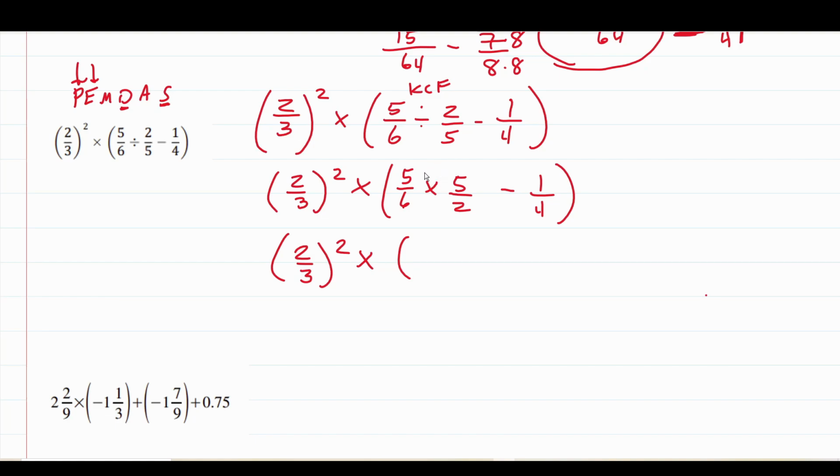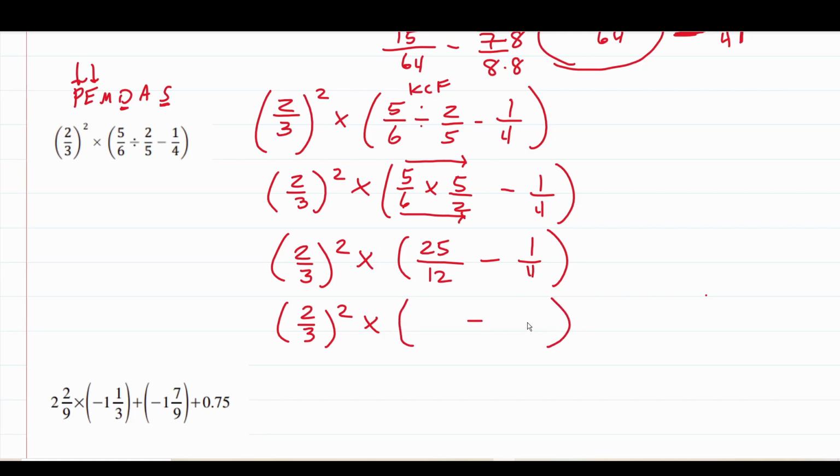Again, we're just multiplying fractions here, so we're going to multiply straight across. And I'm not going to work this one out because we should be able to do this mentally by this point in the video. This is 5 times 5, which is 25, 6 times 2, which is 12. So this is 25/12 minus 1/4. We're still working in our parentheses. We took care of this division inside this parentheses, but now we have to take care of this subtraction. So again, this is 2/3 squared times, and again, we're performing the subtraction of two fractions.